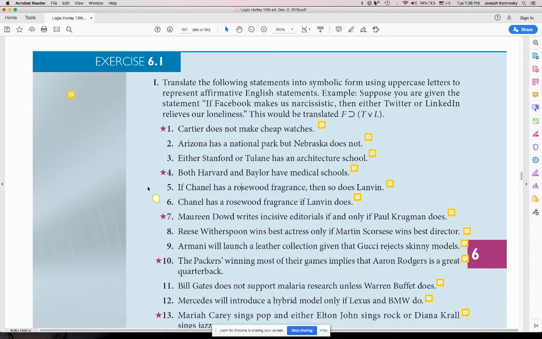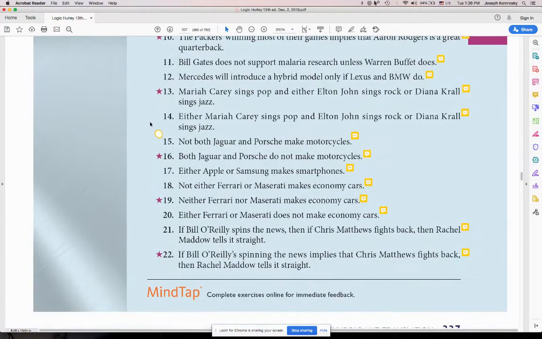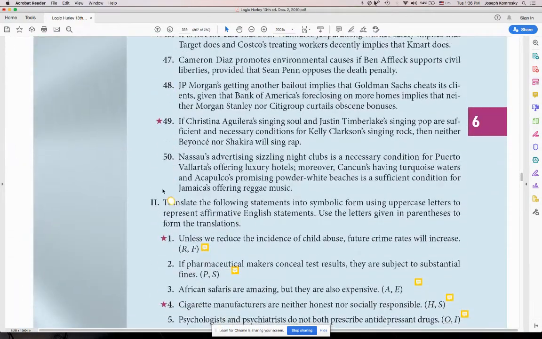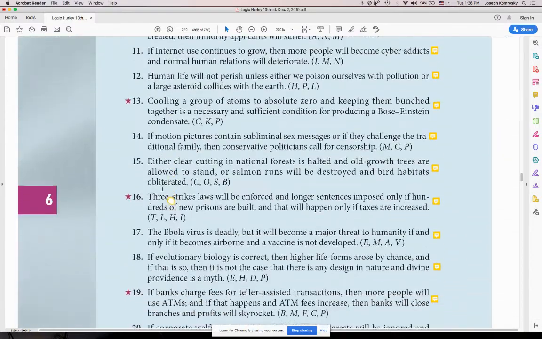Whether you're using MindTap or the book, you have 5 logical operators. You know how to translate these simple statements or compound statements using letters. Put the main operator in there. And let's go to another part of the homework that you're going to see, which is the well-formed. If this comes up on your homework.